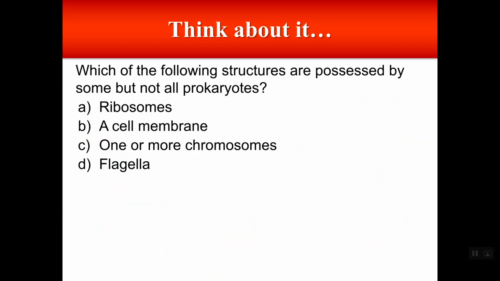All right, next question. Which of the following structures are possessed by some but not all prokaryotes? Well, we know that all of them have to make proteins, so all of them will have ribosomes. All cells are defined by a plasma membrane, which is also known as a cell membrane, so all of them will have that. All cells have DNA, so our prokaryotic cells either have one or more chromosomes, so that's correct. So flagella. We actually see that flagella is only in roughly 50% of the bacteria that have been classified thus far. So then that is in some, but not all of our prokaryotic cells. So that would be our answer.